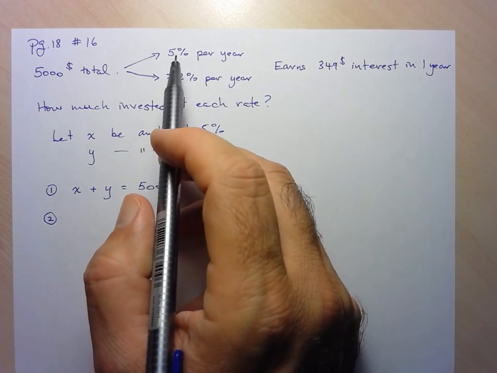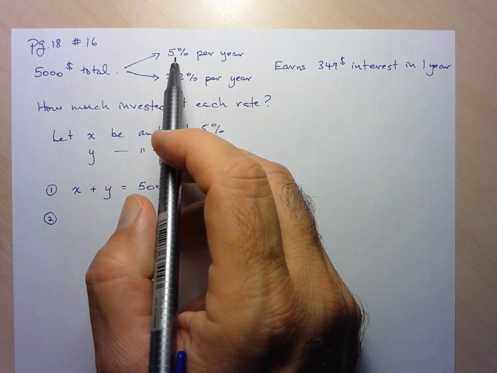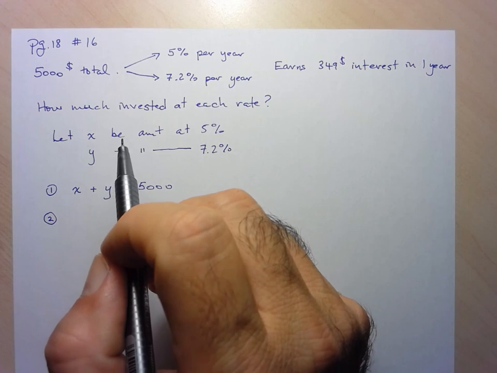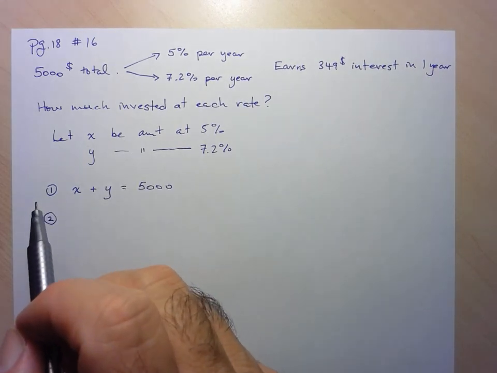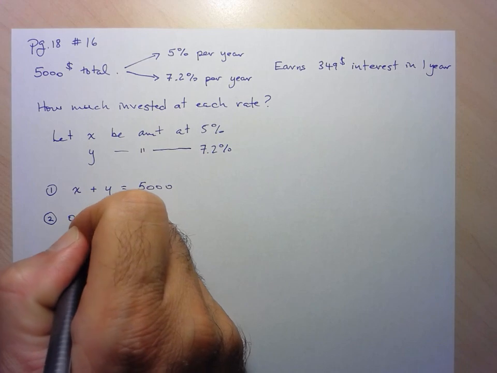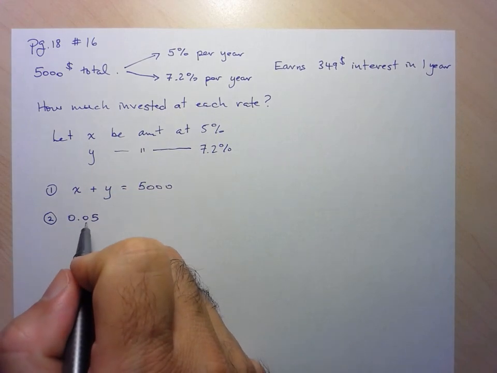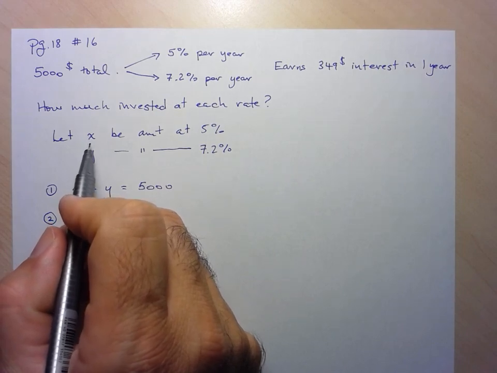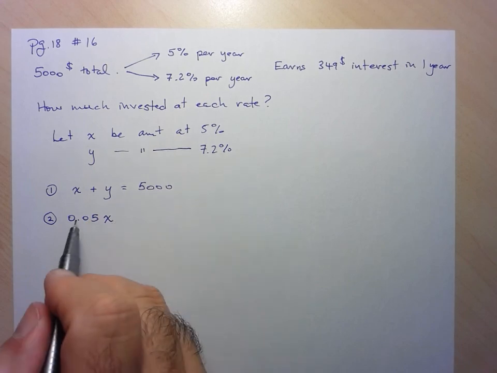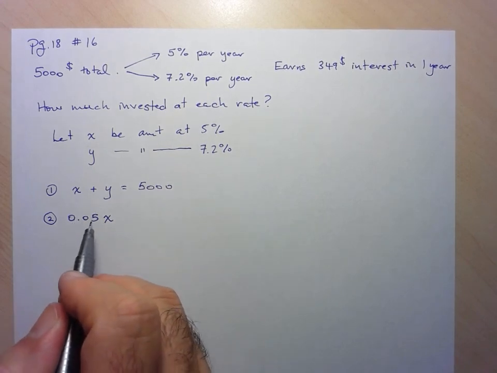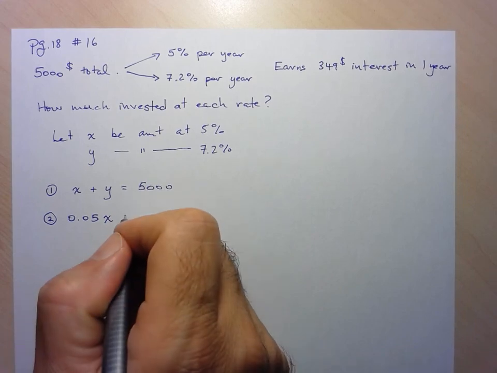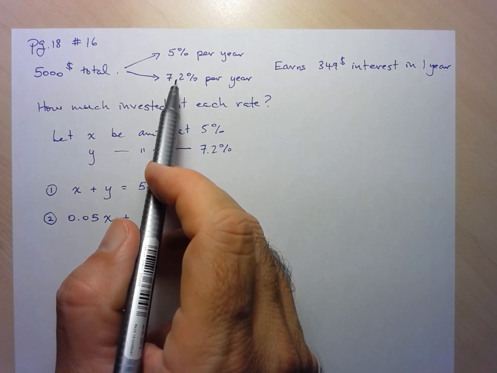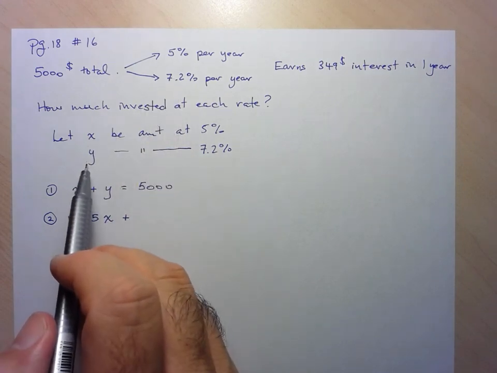This is where we try to remember, how do we work with percentages? At the end of the year, she's going to get 5% of whatever she invested. And how do we calculate 5% of something? We multiply it by 0.05. So I'm going to take 0.05 and multiply it by how much she invested, which I don't know. That's my variable x. This expression represents the interest from the first account. Then I'm going to add that to the interest from the second account, and that's 7.2% times whatever she invested, which again is an unknown.